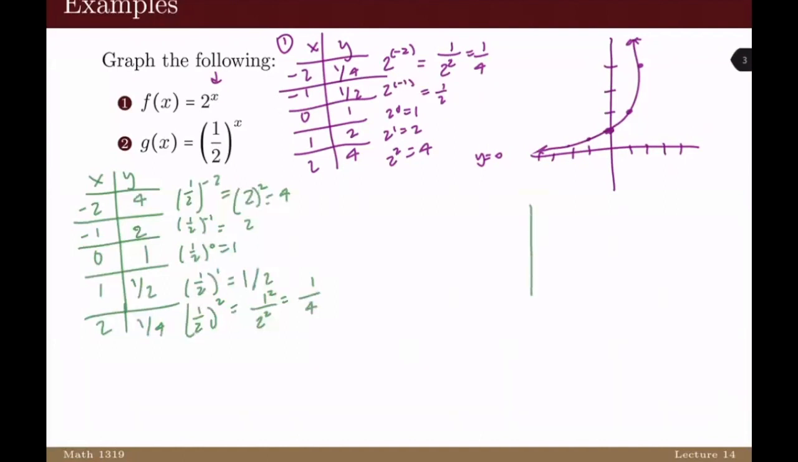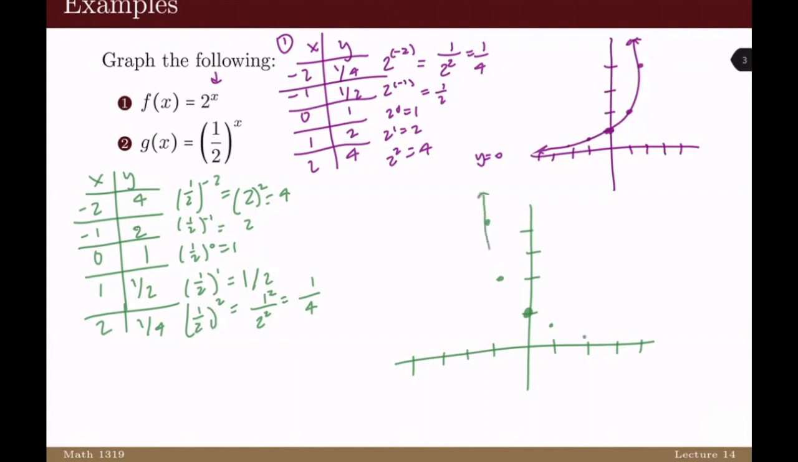So then for my graph of 1/2 to the x, I'll have 1, 2, 3, 4 on each axis. All right, so we always have 0, 1. Then we have -1, 2, and -2, 4. And on the right side, we'll have 1, 1/2, and 2, 1/4.